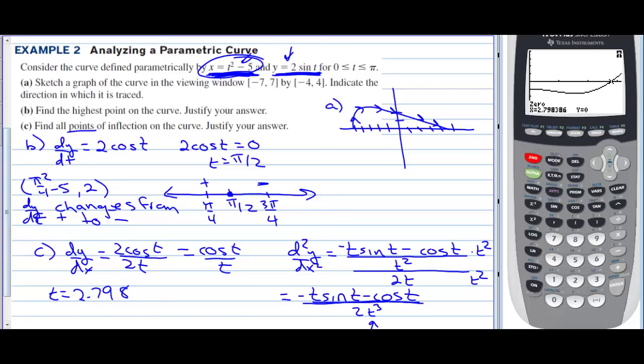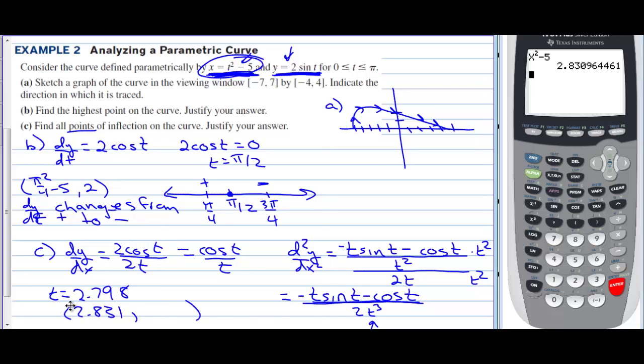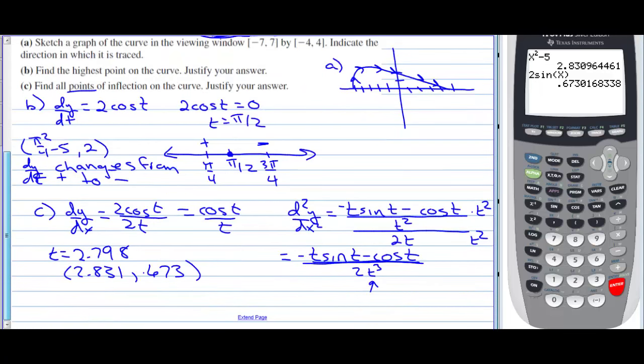So let's get out of this. We can do x squared minus 5, because that x value is still sitting in x. And we get 2.831. So 2.831 for the x. And then we need 2 sine of x for the y, 0.673. And how do we know that this is a point of inflection?